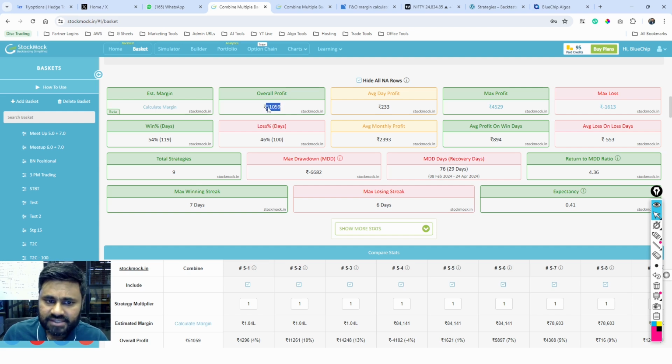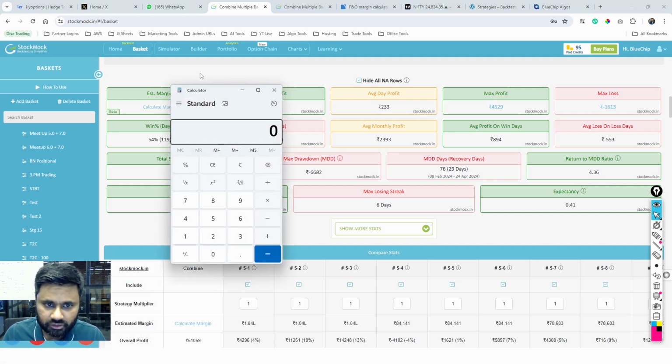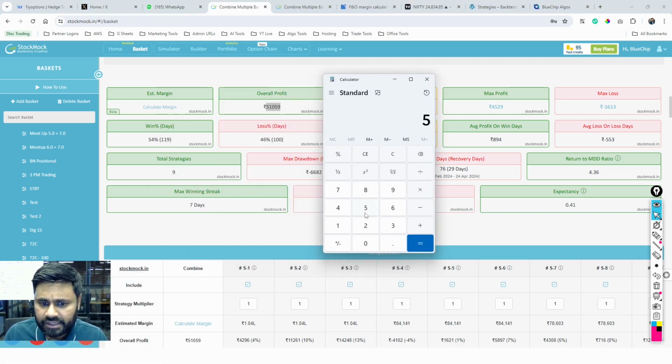And the results here are 51,000 rupees for 3 days. So we need to have a calculator now and see: 51,000 rupees divided by 3 indexes, which means each index is giving 17,000 rupees. But we have 5 indexes and we can trade all 5 days. So into 5, the actual result that you might get for all 5 indexes would be 85,000 rupees.